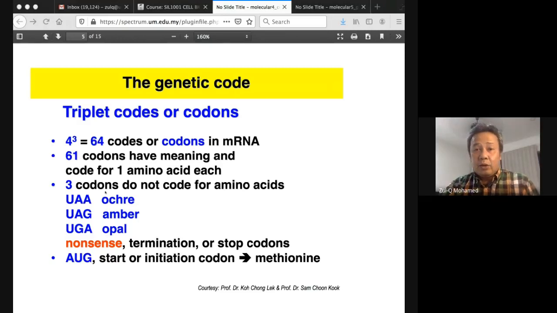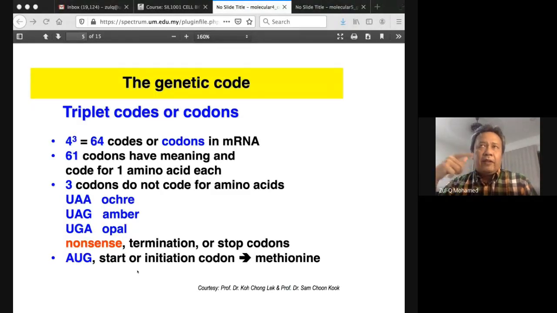3 is the stop codon. UAA, UAG, UGA. The ochre, amber, and opal are specific names for these codons. Right? They are called nonsense codons, they're called termination codons. So these are the different names, or sometimes stop codon, and AUG is the start initiation codon.